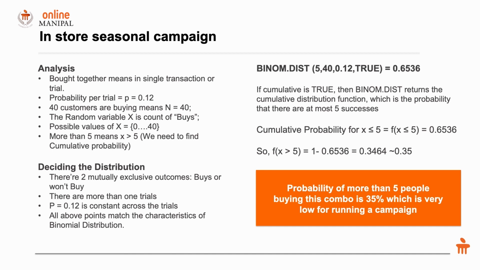Now this gives us the probability that 5 or more people will buy this product, that is the saddlebag, out of the people who are buying the bicycles. It is very low because it's coming out to be 35%. So it does not make a lot of sense to run the campaign.